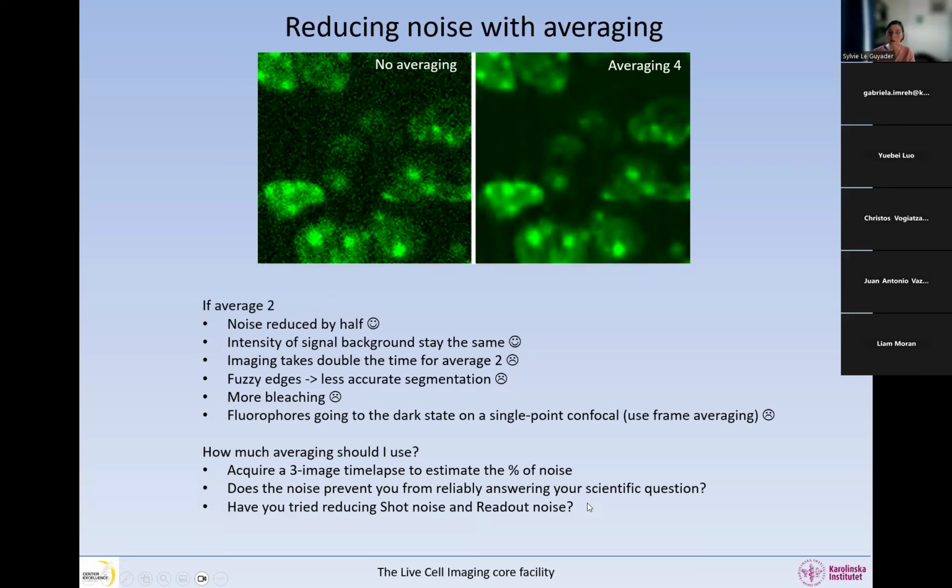Have you tried changing the readout noise? If you have already done these solutions, then maybe you need to use an averaging tool. As long as the noise prevents you from reliably answering your scientific question, and you have already tried the other solutions, then you average and you test again. This is the way you do it. By default, no average, and then if it's a problem, you can average. You test every time, and the minimum averaging is the correct one you want. And this is true also for detectors and cameras.